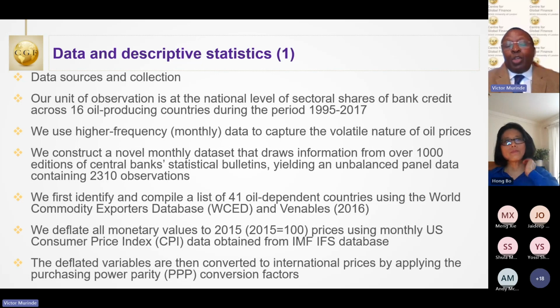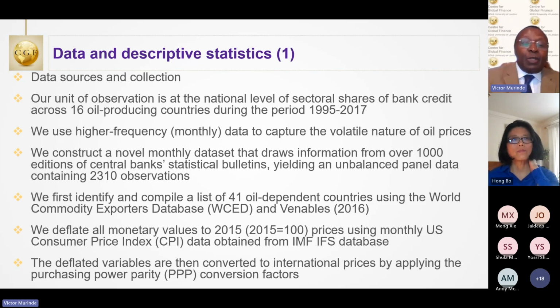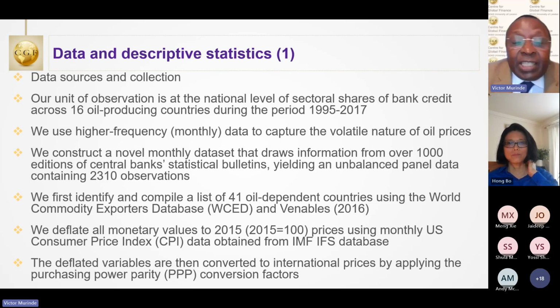How did we get there? We moved scientifically and systematically. We explore and try to use our higher frequency monthly data to capture the volatile nature of oil prices. We started with the annual data, but we noted that the volatility is not so high. We needed high frequency data.